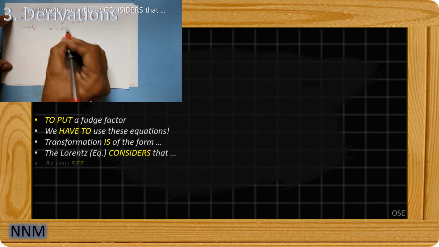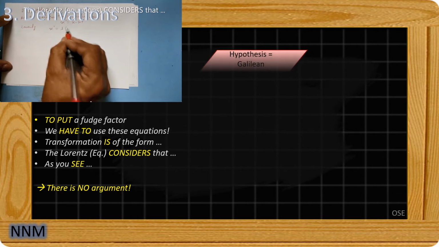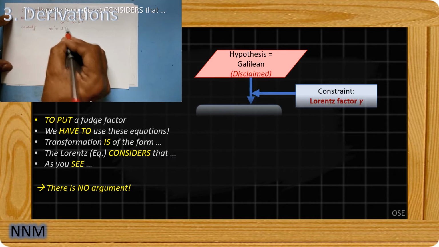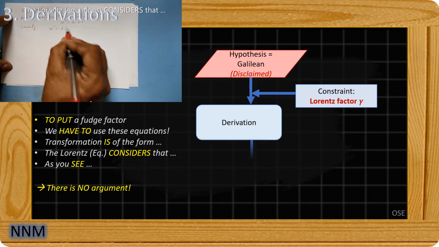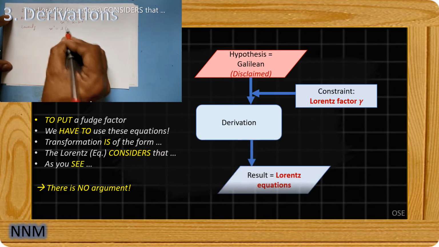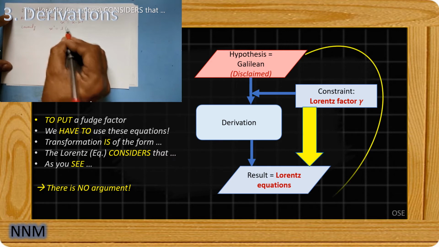The Lorentz equations consider, as you see, these are statements, there is no argument. What they do, they say that the Galilean equations are not valid, but they still take them as a starting point. It is surprising. Then they modify them by adding the gamma factor. And they will of course arrive at the Lorentz equations. It is not a valid derivation. Let's look at another demonstration.